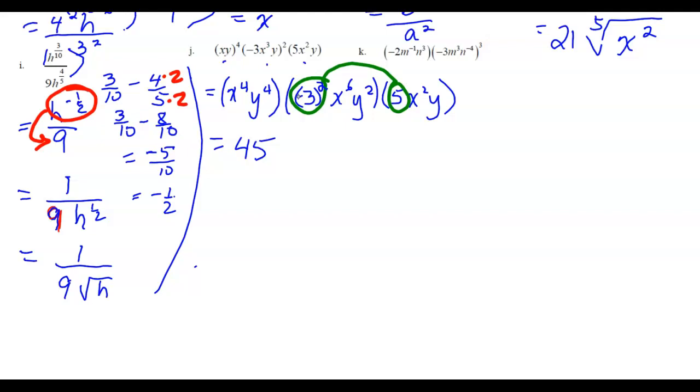And then all the x's. Just do them all at once. So x to the fourth times x to the sixth times x squared is x to the 12. Y to the fourth times y squared times y. Is that y to the 6 or y to the 7? 7, because that is a 1 there. Okay, so y to the 7. And that's nice because there are no negative exponents, so you are done.